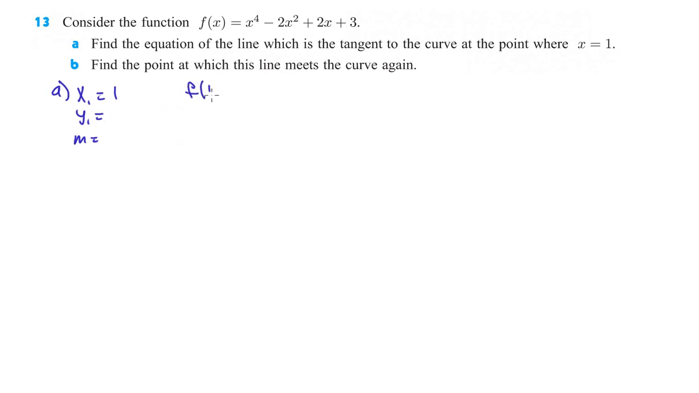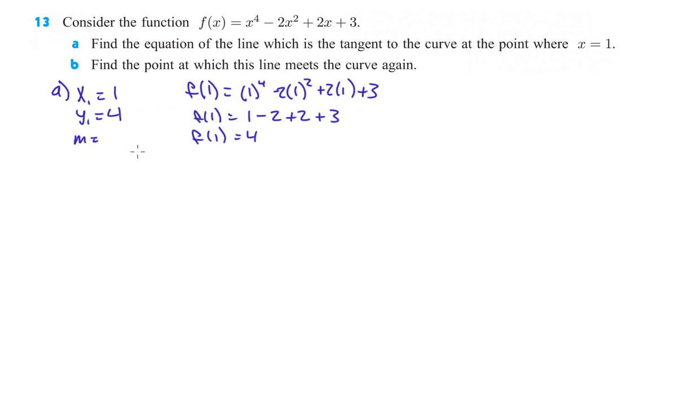So f of 1 equals 1 to the fourth minus 2 times 1 squared plus 2 times 1 plus 3. So that is 1. 1 squared is 1 times negative 2 is minus 2 plus 2 plus 3. So that gives us 4, right? So our y is going to be 4. And then to find our slope, we've got to find our derivative, right?